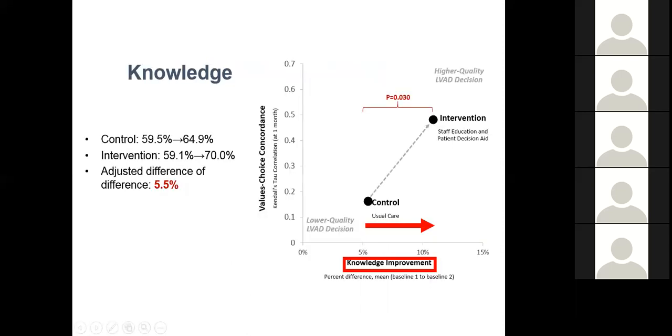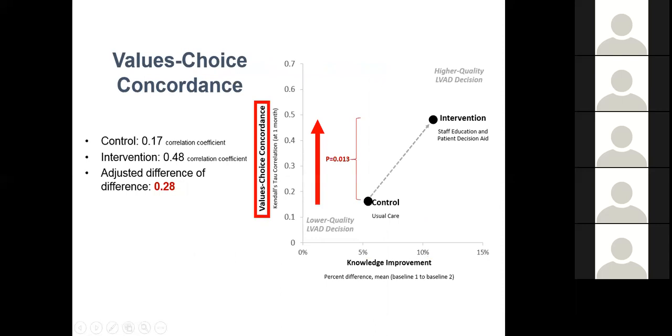So here's our results. We did improve decision quality. We had a modest increase in knowledge. In the control, knowledge went from about 60% to 65%. In the intervention, it went from about 59% to 70%. So that was a difference of 5.5%. And that was significant. And then the value choice concordance on the Kendall's tau correlation went from 0.17 to 0.48. So pretty good improvement on the value concordance.